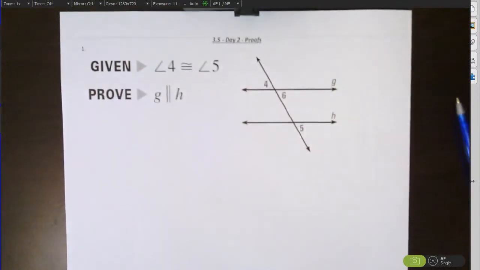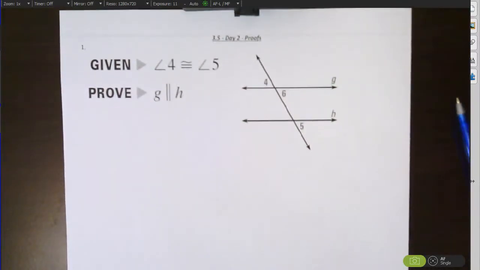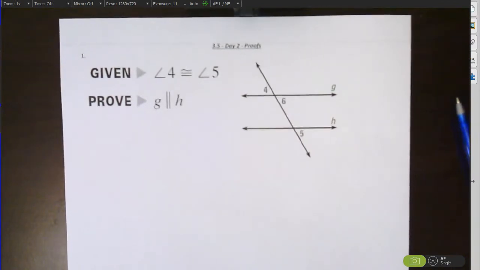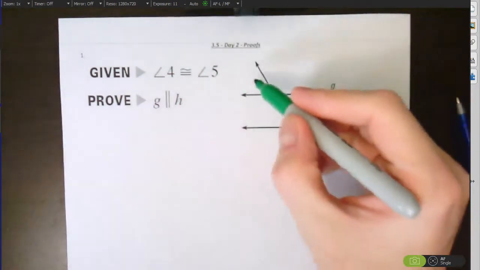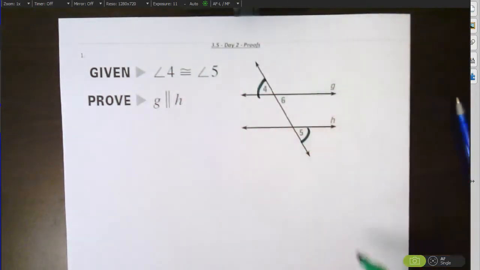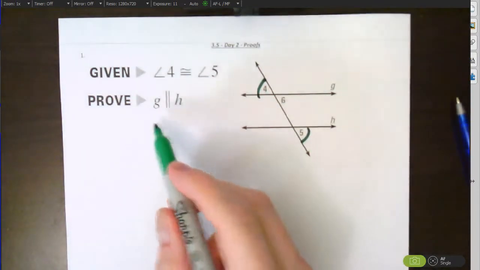Okay, so here are some of the problems we went over in class on the second day of 3.5, the proofs. So we worked on these together. So the first proof is: given that angle 4 is congruent to angle 5, prove that G and H are parallel.